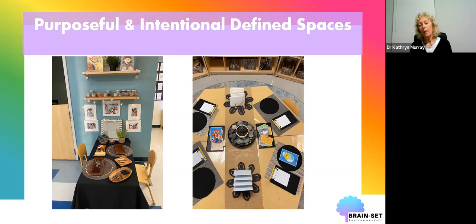Now on the right-hand side, this is a different space, but you can see how the tables have been laid out intentionally. You can see that they have carefully had things put on them with a tablecloth and another placemat, and then some beautiful natural materials that go along with that. On the one on the right, you can see it's on a round mat on the floor. And you can see that they've got something through the middle for a little bit of interest. They've got some paper there.